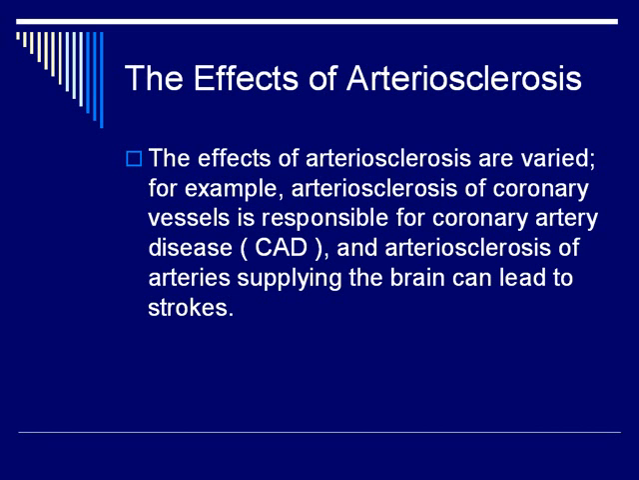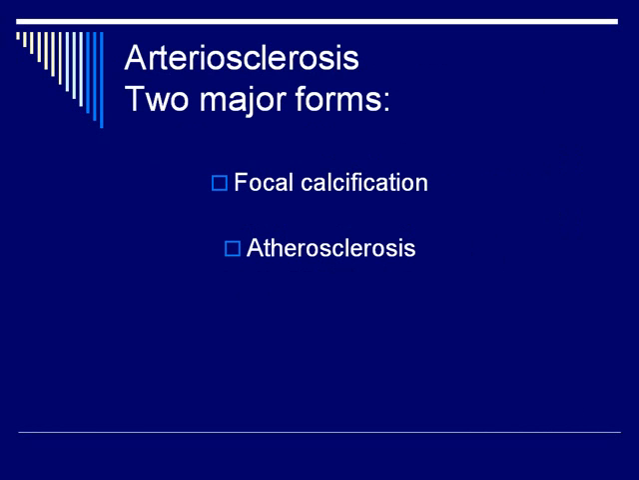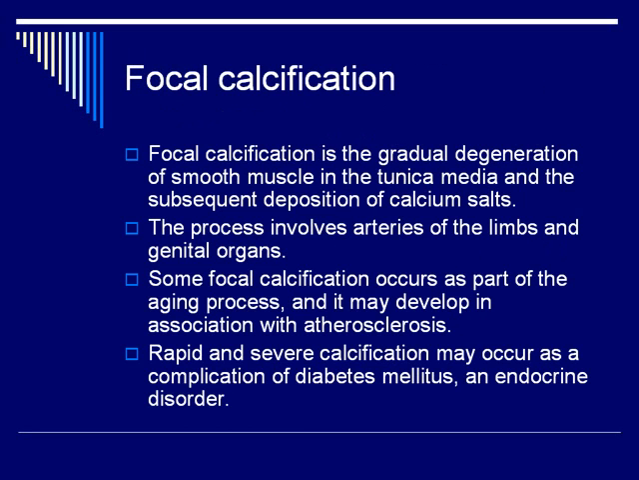If you see coronary artery disease, a person has a heart attack, there is a high probability that that individual also has cerebral vascular disease. Those vessels have small lumens as well, and because those vessels are small, any type of plaque, any type of debris that builds up inside those blood vessels can lead to coronary artery disease as well. Arteriosclerosis has two major forms, focal calcification and atherosclerosis.